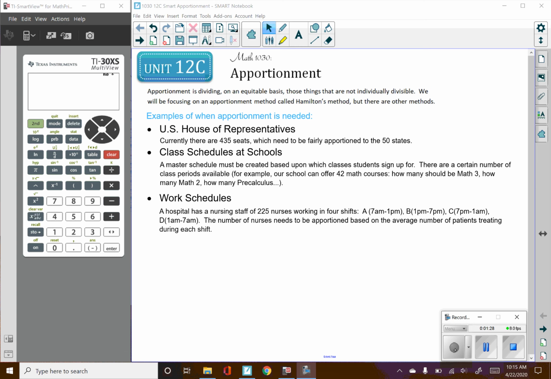How many sections of Math 3 should we have? How many sections of Math 2 should we have? How many sections of pre-calculus should we have? And so forth. But we can't have like 1.5 sections of a class. It has to be divided by whole number increments. Work schedules for a nursing staff would be done using apportionment. Bus routes: they have so many buses and these number of routes, how many buses should go on each route, which affects the time frame for different routes of a bus. So anyway, lots of things actually do get apportioned, so it's kind of a cool topic to talk about.